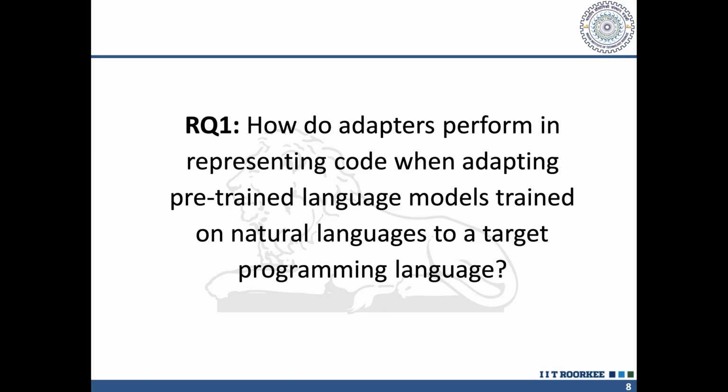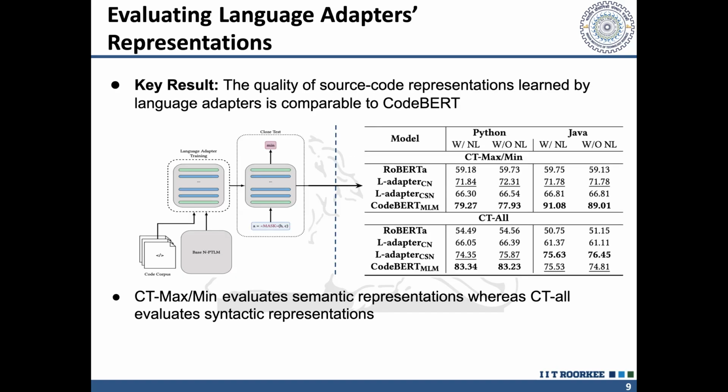Our first research question is how do adapters perform in representing code when adapting pre-trained language models trained on natural language to programming languages. The key result is that the quality of source code representations learned by language adapters is in fact comparable to that of CodeBERT. We trained the language adapters on two datasets, one from Project CodeNet and the other from CodeSearchNet. This has mainly been done to evaluate whether the type and quality of the dataset would influence the kind of representations learned by the language adapters, which we do find to be the case, as the CodeNet adapters learn better semantic information than they do syntactic, whereas the CodeSearchNet adapters do the vice versa.